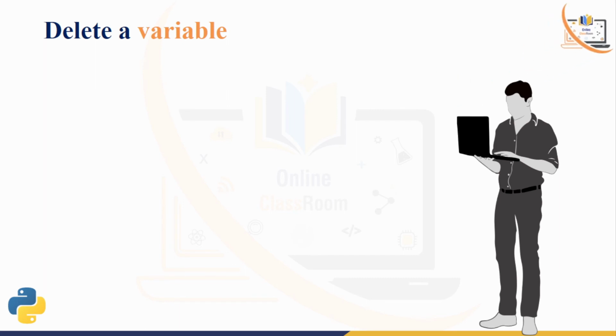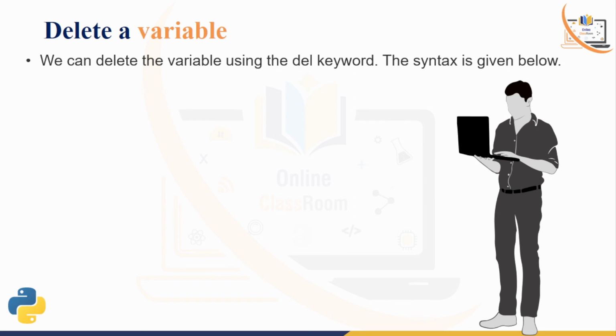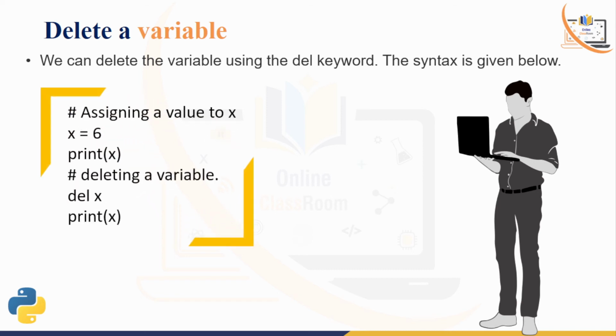Now the next one is also important: deleting a variable. Suppose a variable is already created, and inside the program this variable is no longer needed. This may happen in real life. So we can delete the variable using the del keyword in Python. For example, x = 6, print x, del x, print x.